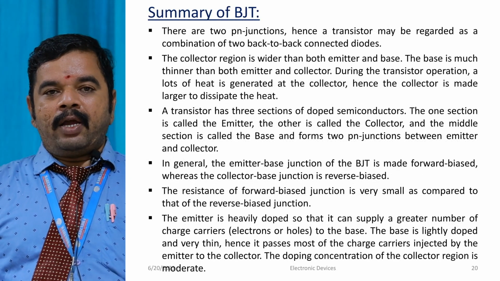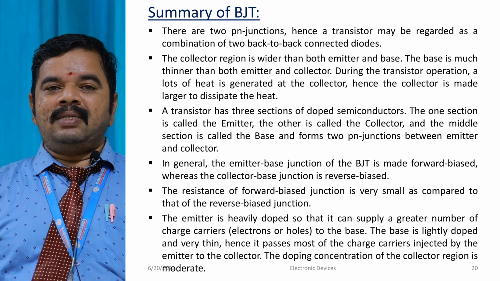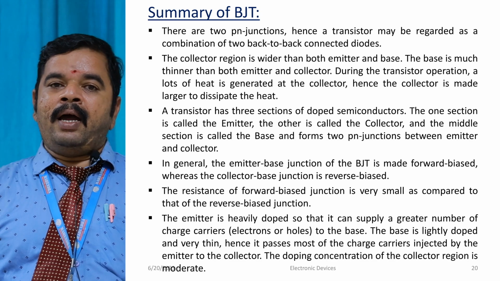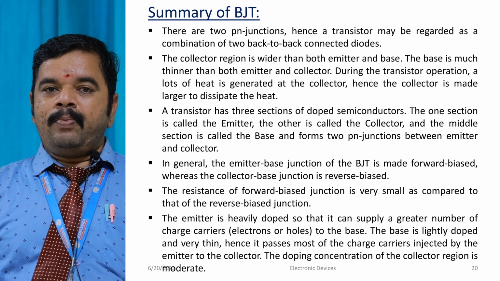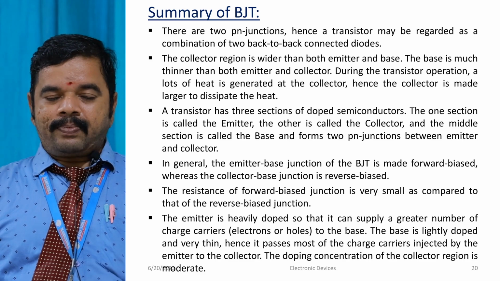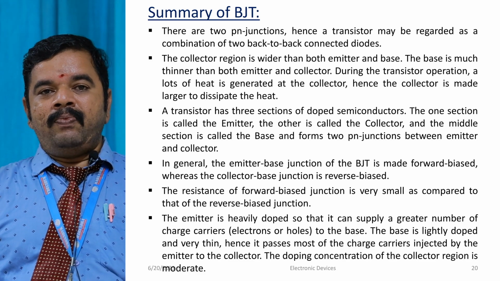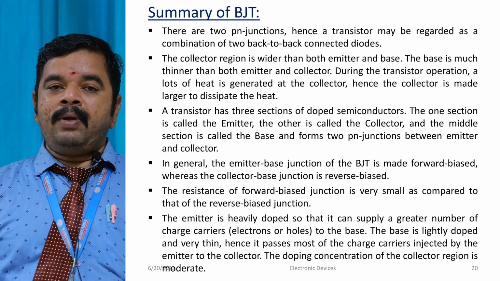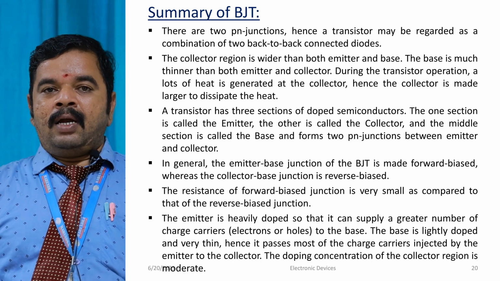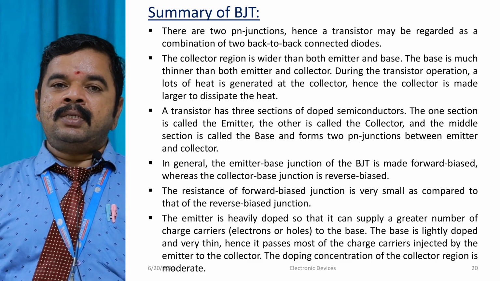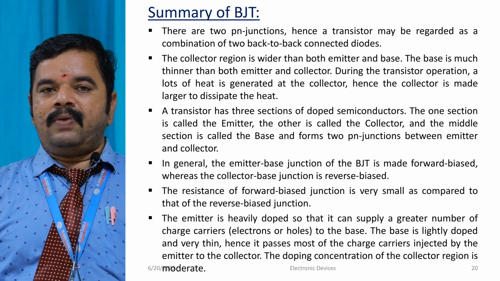So from this, let me conclude with a summary of the BJT. We know that the transistor is a three terminal device: emitter, base and collector. The emitter is heavily doped, the base is lightly doped, and the collector is moderately doped. We know that the transistor is a back-to-back connection of diodes, so there are two junctions: the emitter-base junction and the collector-base junction. The emitter-base junction is forward biased, and the collector-base junction is reverse biased.